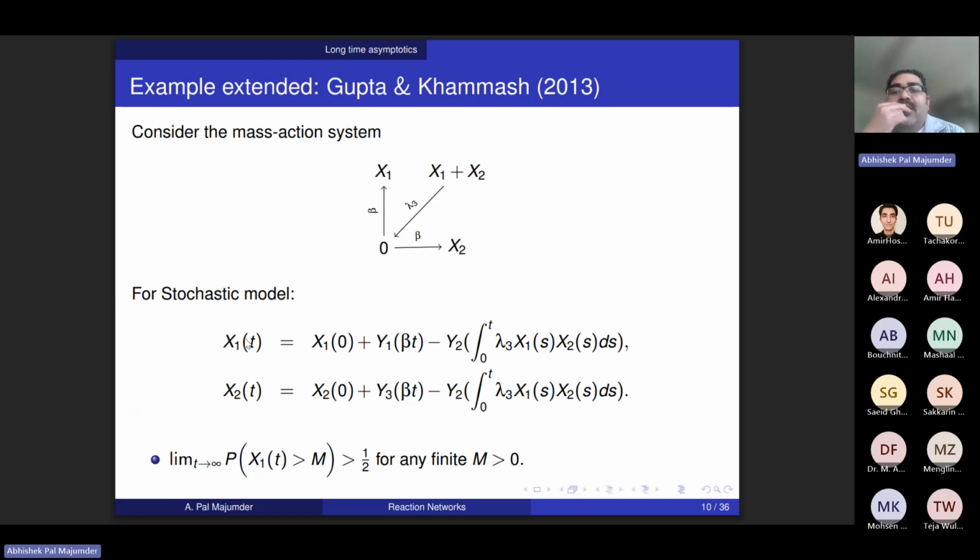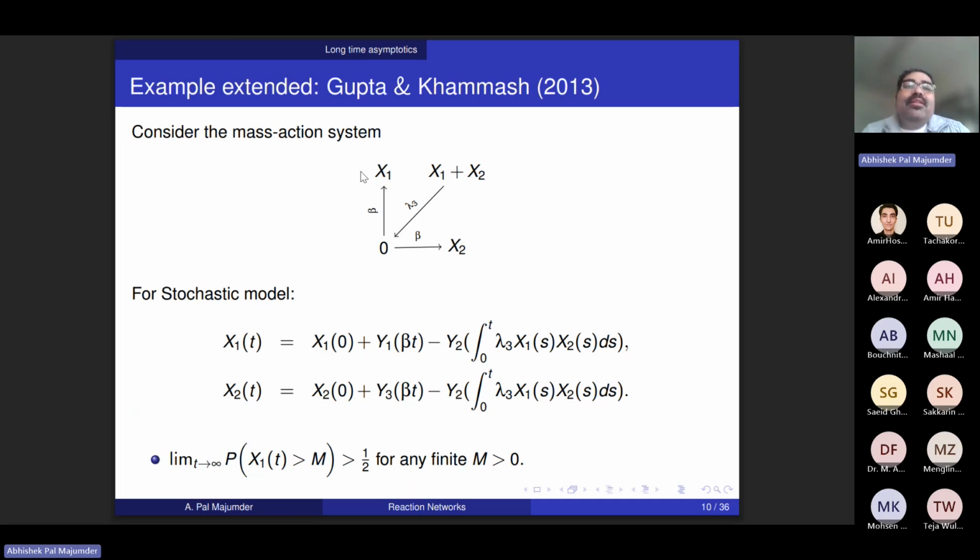At t going to infinity, x1 infinity and x2 infinity do not converge to a particular distribution. The way they showed this is that the probability of x1(t) greater than m, for any finite m, as t goes to infinity, is greater than half. This is true for all m, which means that at plus infinity you will have certain mass, and at minus infinity you will have certain mass. So there exists no limiting, time asymptotic distribution for the species taking part in these reactions.